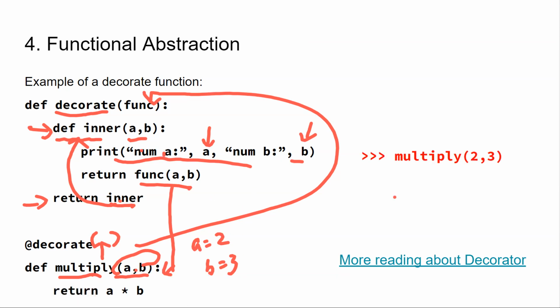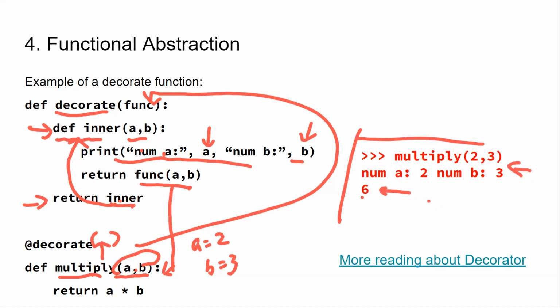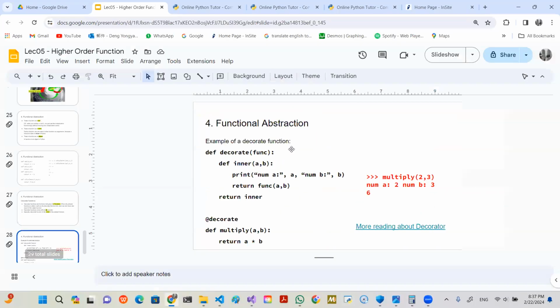Suppose I have multiply 2, 3, and then the output is number A 2, number B 3 first, and then you return 6. You have 6 displayed here. This is the print information and this is the value returned. If you're interested in how decorators work, you can read about this after class. There is more reading about decorators. So I can run the decorator function for you guys.